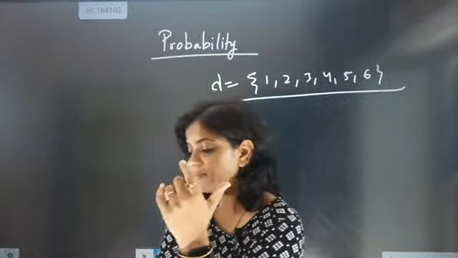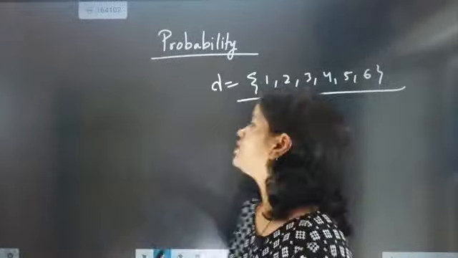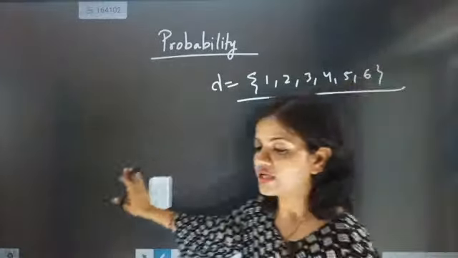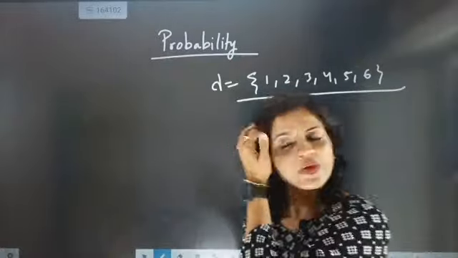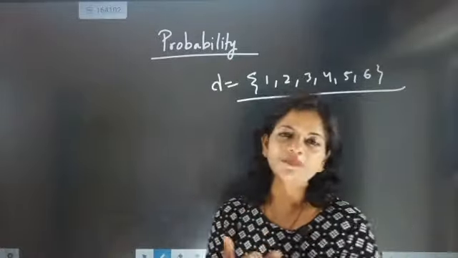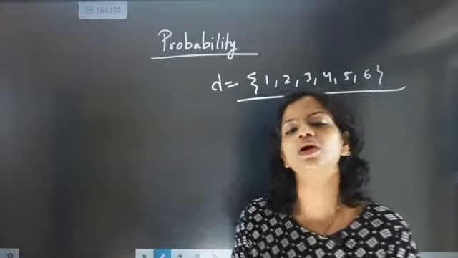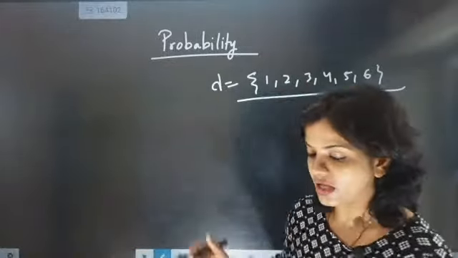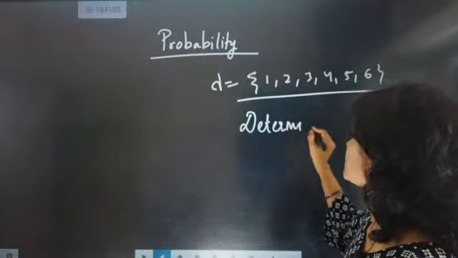So there are random or probabilistic experiments, and deterministic experiments. Probability is going to divide into two sections. One is called random, that is, a random or probabilistic experiment, and the second is called a deterministic experiment. So what is a deterministic experiment?